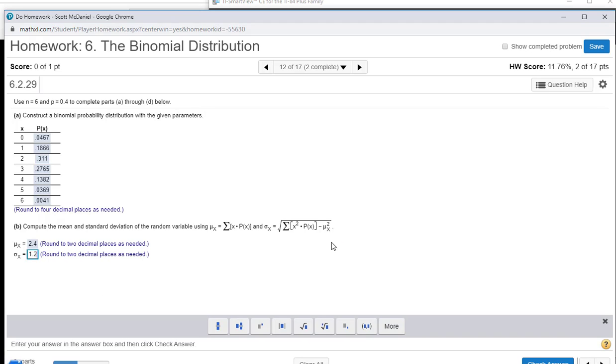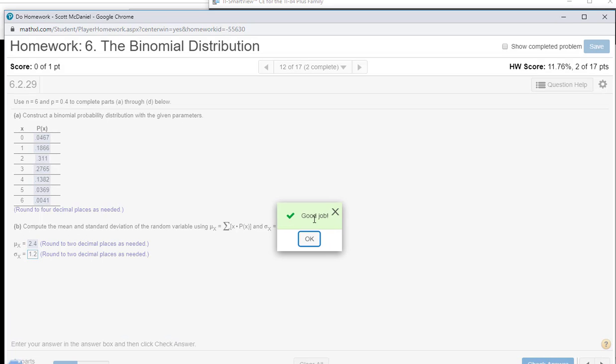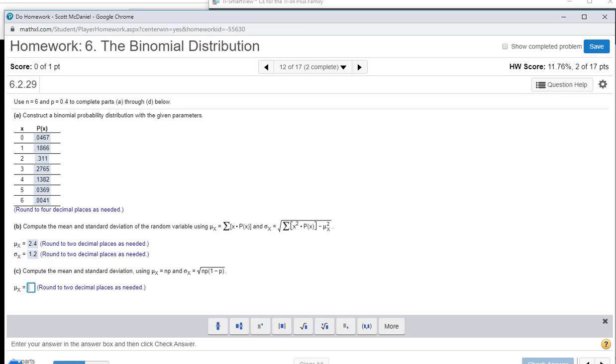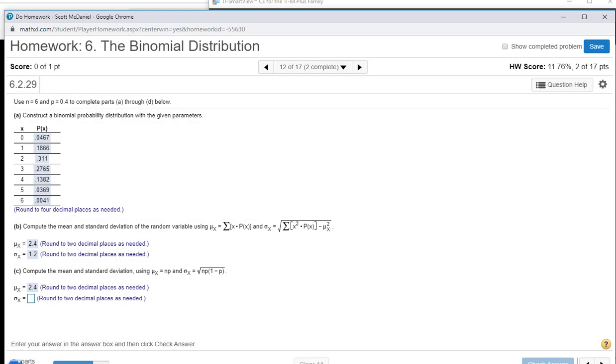Do not try to use this formula here. So we're basically using this formula on both of them. They're trying to get you to see that these are equal to each other, but no need. You can trust it. So these are the same. And 1.2.